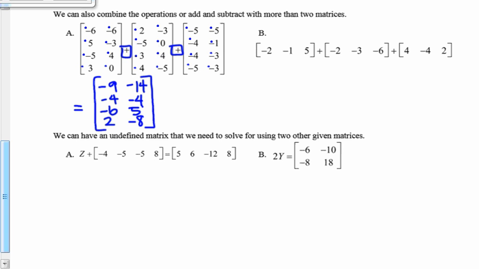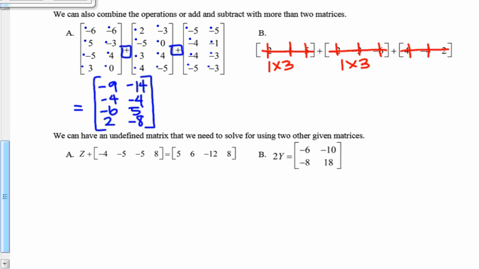All right, so B. I'm adding all 3 of those matrices together. Let's see if they all have the same dimensions here. So the first one, I only have 1 row here, but I have 3 columns. So this is a 1 by 3 matrix. This one, 1 row and 3 columns. Also a 1 by 3.